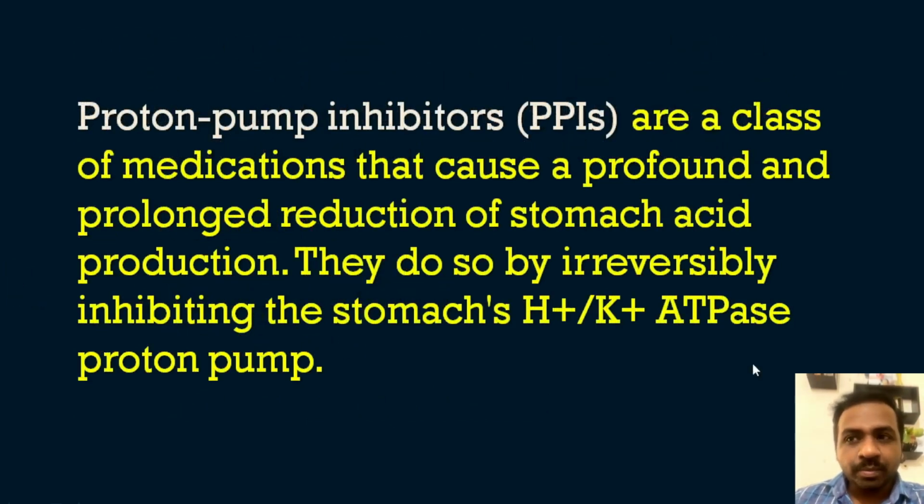So the first one is proton pump inhibitors. What was the question asked? These are the class of medications that cause a profound and prolonged reduction of stomach acid production, and they do so by irreversibly inhibiting the stomach's H plus K plus ATPase proton pump. These are proton pump inhibitors, and the examples are omeprazole, pantoprazole, etc.